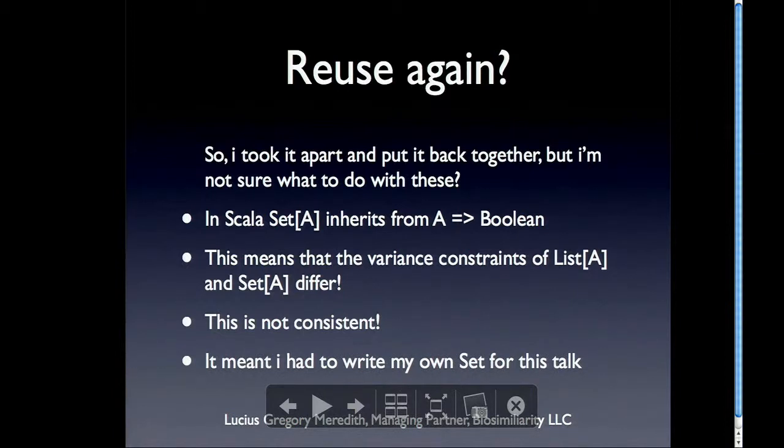take a step back. I'm always fond of that image. So I took it apart and rebuilt it, but what do I do with all these parts over here, right? It turns out in Scala, Set[A] inherits from the function from A to Boolean. And the consequence of that was absolutely and utterly surprising to me. It means that the variance constraints between List and Set differ in Scala.